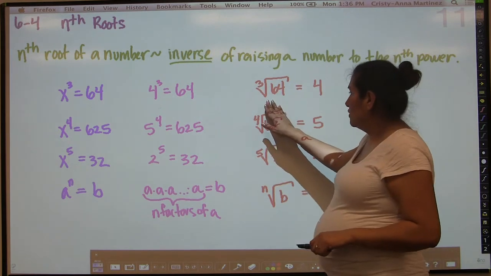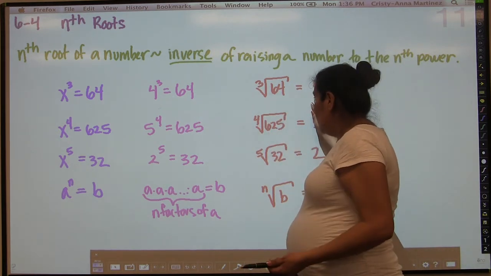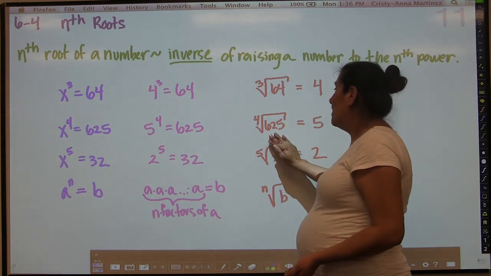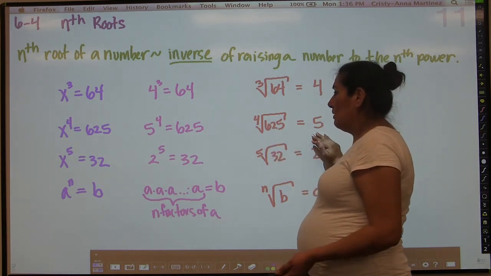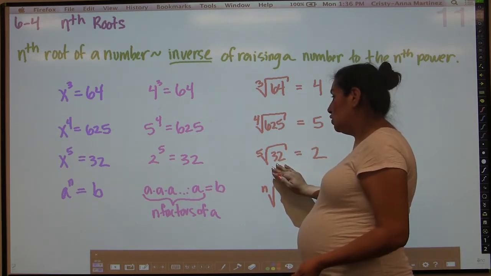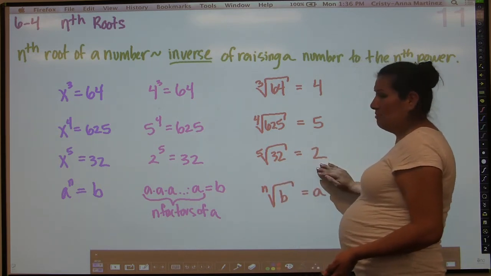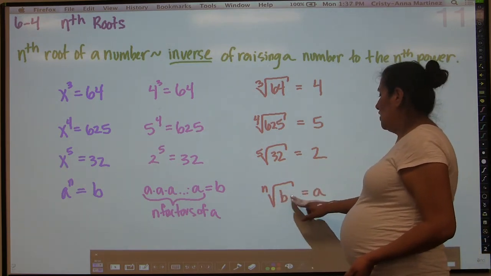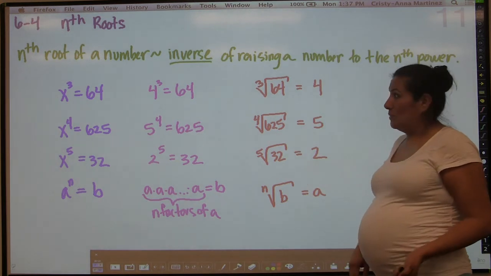So the cubed root of 64 is 4 because 4 to the third power is 64. The fourth root of 625 is 5 because 5 to the fourth power is 625. The fifth root of 32 is 2 because 2 to the fifth power is 32. And so we have the nth root of b would equal a because a to the nth power equals b.